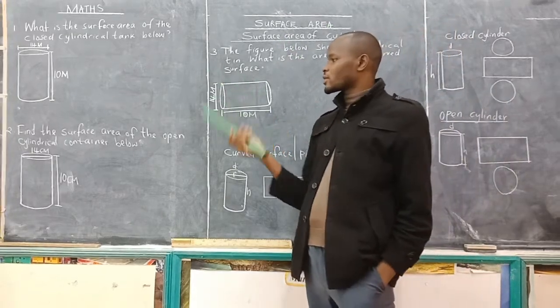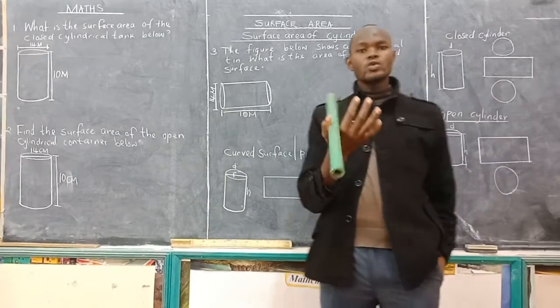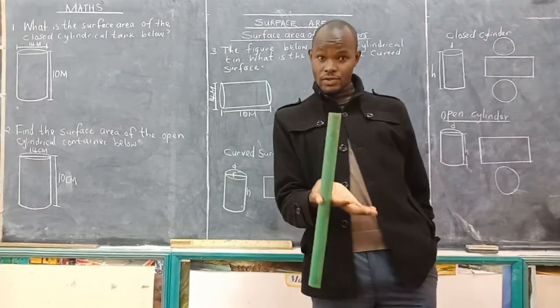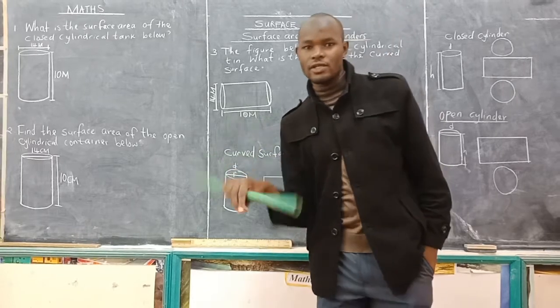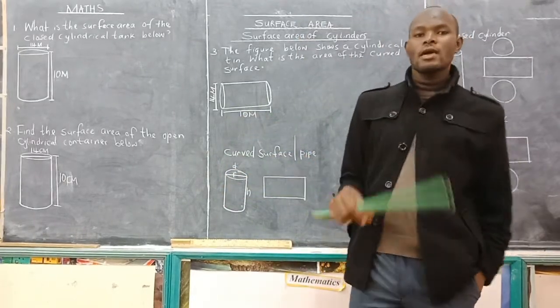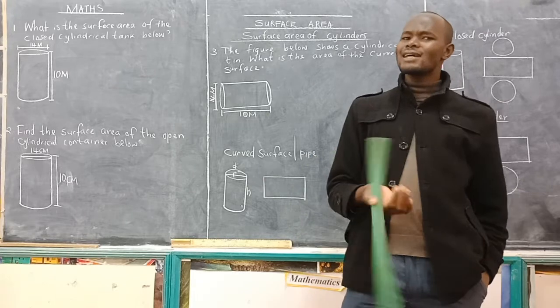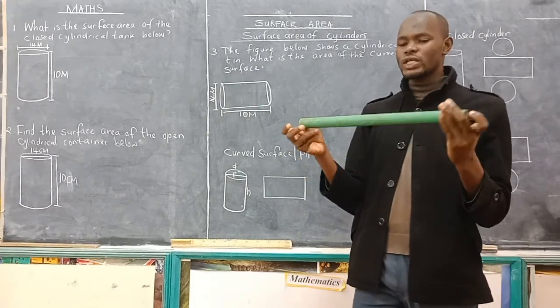Before we proceed with our questions, you need to know the formulas which we are supposed to use to get the surface area of cylinders. But even before that, what is a cylinder? What does a cylinder look like?